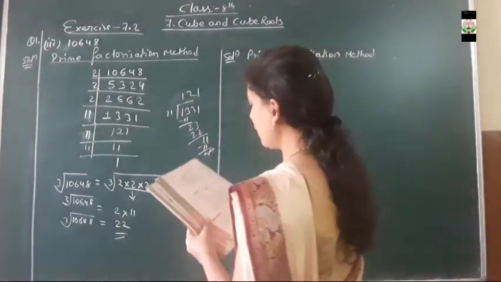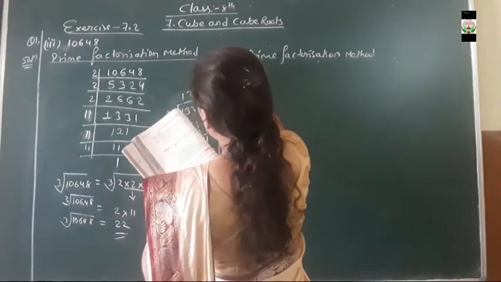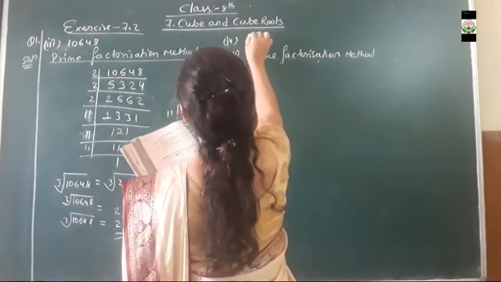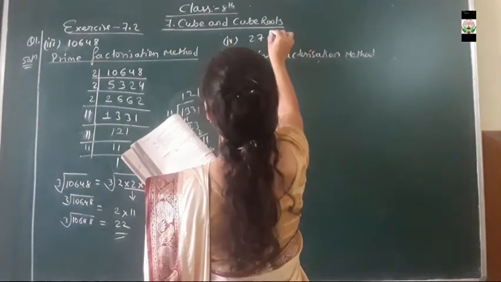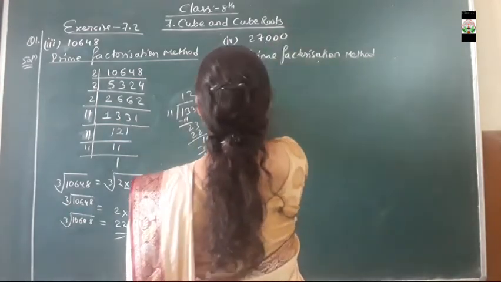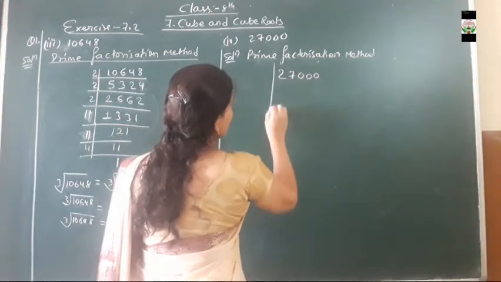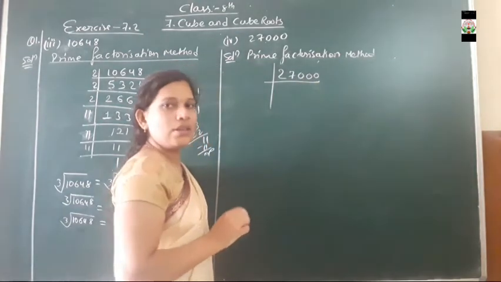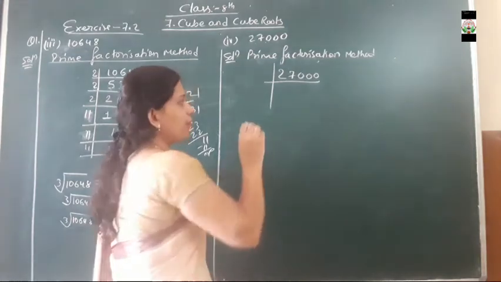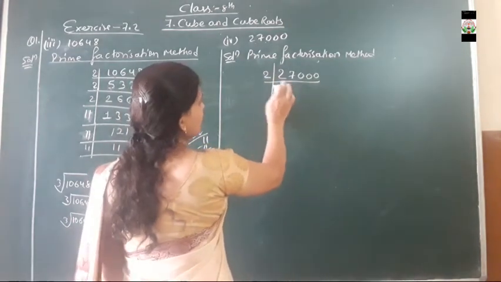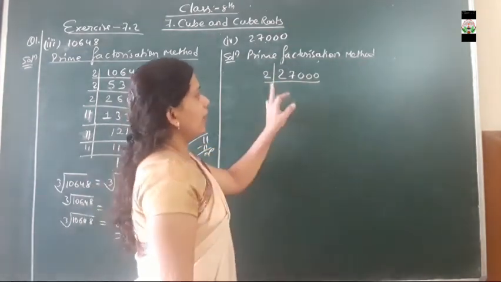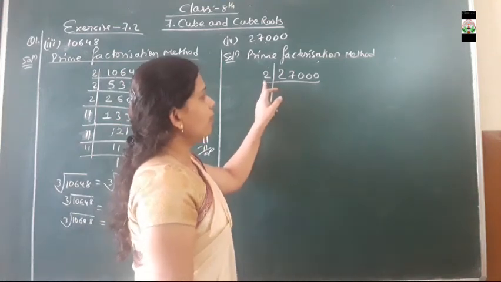Okay. So here we are going to deal with question number 4, 27,000. So for finding the cube root of 27,000, we are going to find the factors. So in order to find the factors, we are going to factorize. So look at here. Can it be cancelled by the table of 2? Of course.